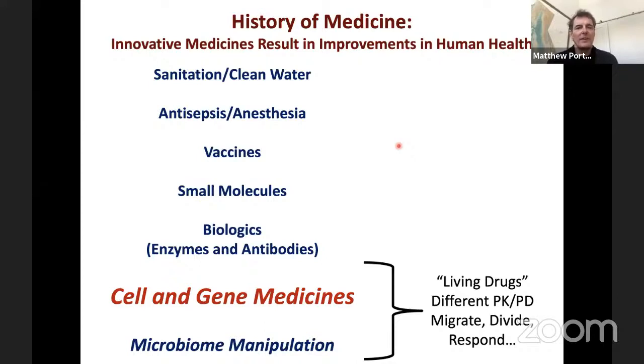But then with the development in the 19th century of antisepsis and anesthesia, making surgical cures possible, the development of vaccines, and of course we're all anxiously awaiting the SARS-CoV-2 vaccine to be distributed so that our lives can come back to normal. The bread and butter of medicine, of course, is small molecules. And in the last 30 years, the development of biologics, including enzymes and antibodies.